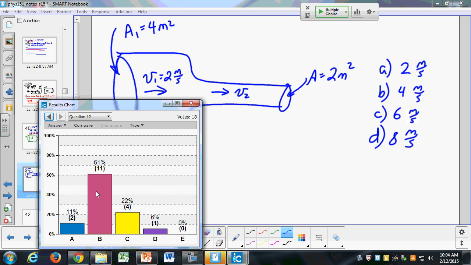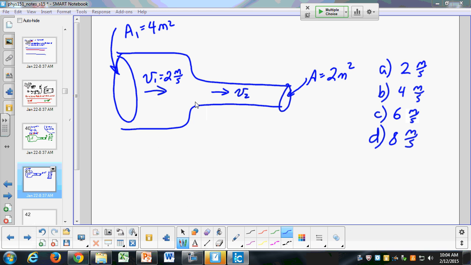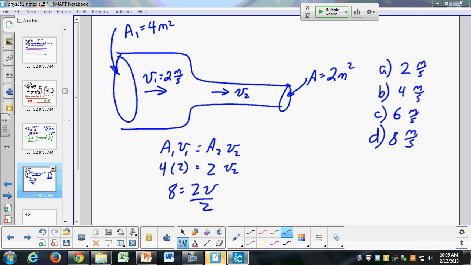Okay, B is the right answer. You could work it out. You could say A1 V1 is equal to A2 V2. That would be 4 times 2 is equal to my area A2 times V2. That's 8 equals 2V. I would divide by 2 on both sides, and so I would find that V equals 4 meters per second. So D is the right answer.